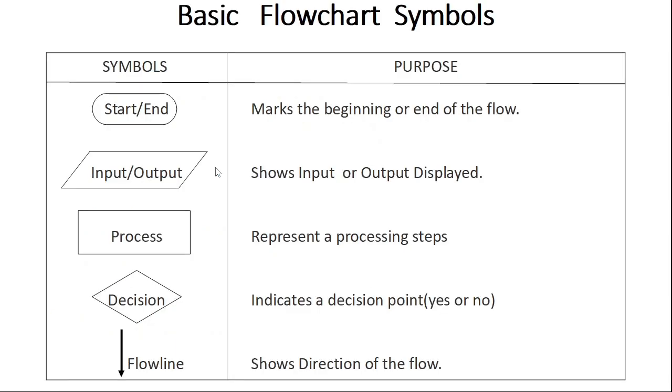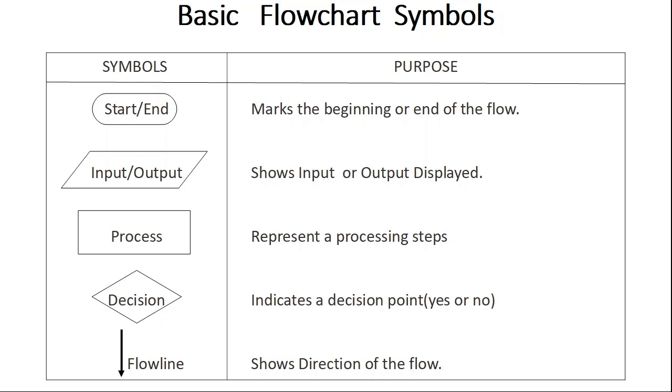Basic flowchart symbols. We have symbols used in flowcharts. These are the symbols you have to get yourself familiar with if you want to solve a problem using flowchart. The first symbol is the start or end symbol. This marks the beginning or end of the flowchart diagram. You'll be using the start or end symbol most of the time to start or end a flowchart. The symbol is simply an oval shape. This oval shape denotes the start or end of a flowchart.